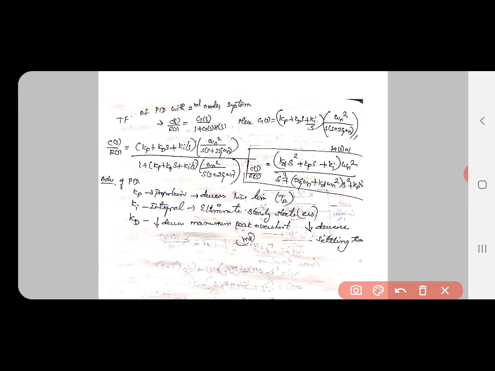We can see some of the questions related to the PID controller, which are GATE questions, in the next video.